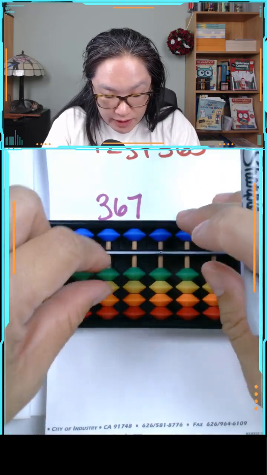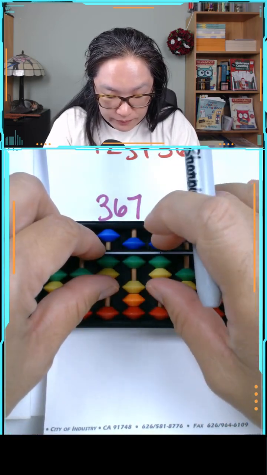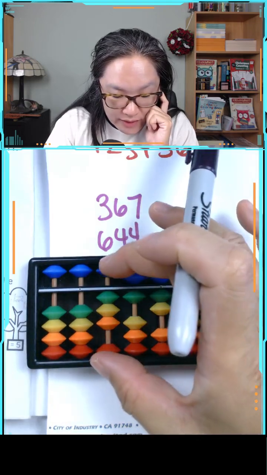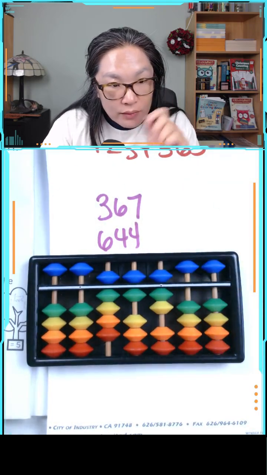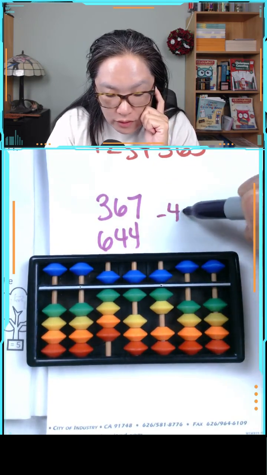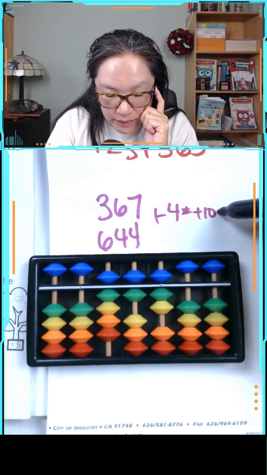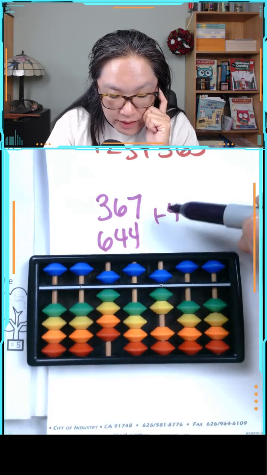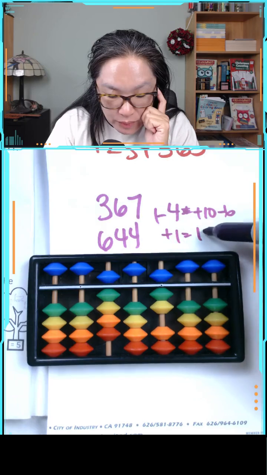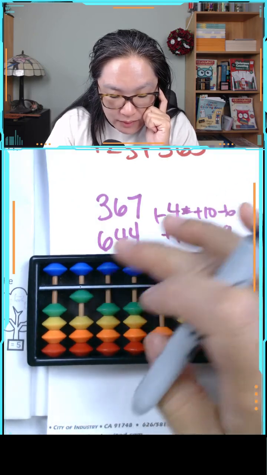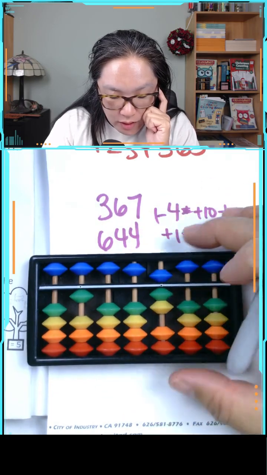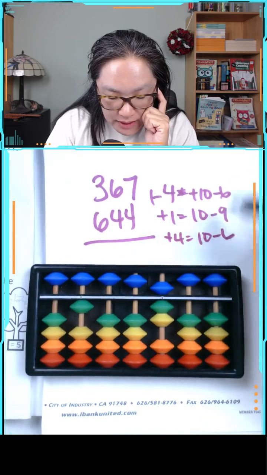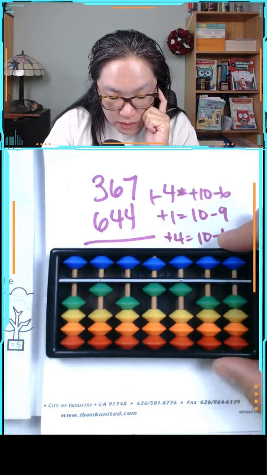So we have 3, 6, 7. Right? And then what are we going to do? We're going to add 6. All we got to do is add the 6. And then we add the 4. To add the 4, you plus the 10 minus the 6. I can't minus the 6 here. What do I do? I plus the 10. Plus the 1 is equal to plus the 10 minus the 9. And then I want to plus the 4. Plus the 4 is equal to plus the 10 minus the 6. So what's my answer?